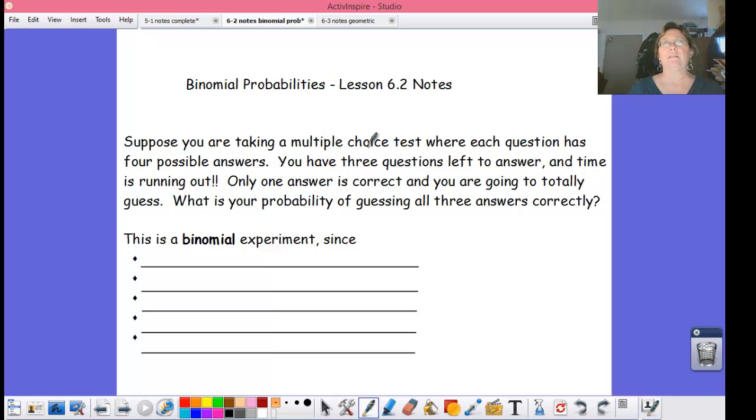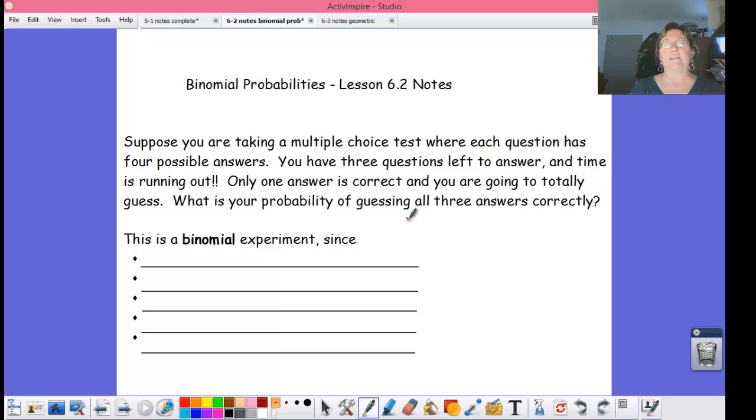It says, suppose we're taking a multiple choice test where each question has 4 possible answers. You have 3 questions left to answer and time is running out. As you know, only one answer is correct for each of those questions, and you're going to totally guess at them. So your probability of guessing all 3 answers, well, that can be found pretty easily.